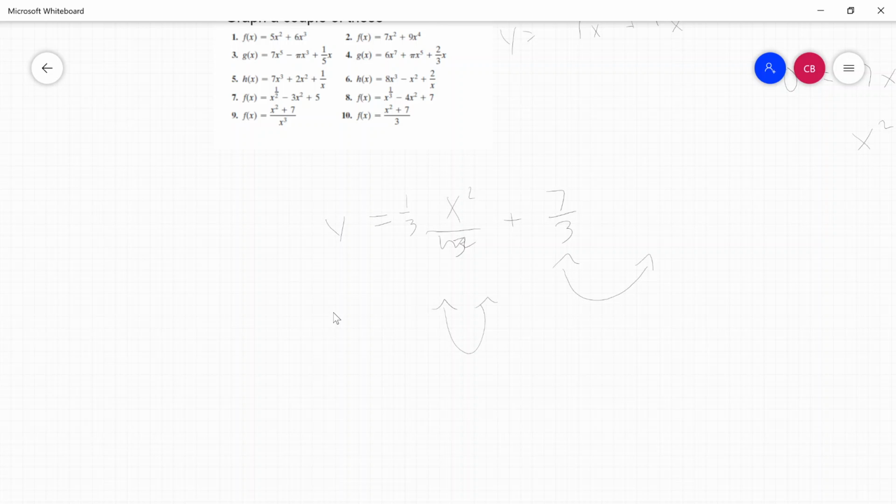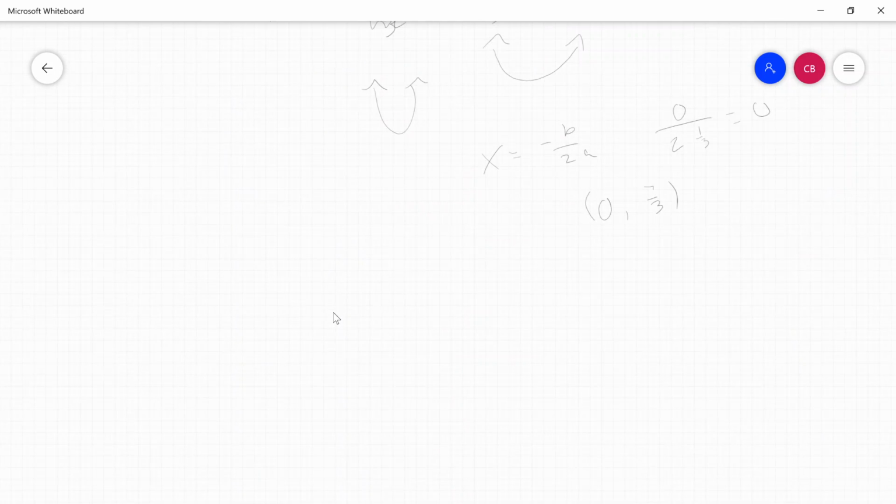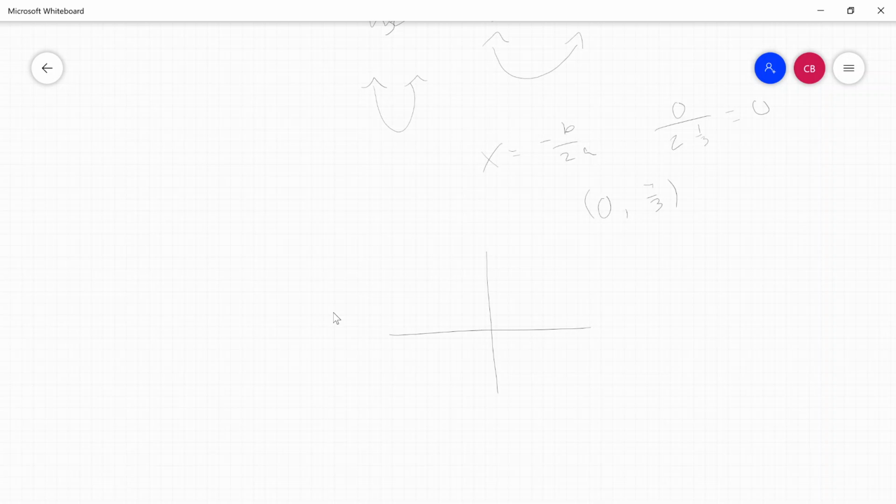Let's find the vertex. x equals negative b over 2a. Well, there is no b, so this is 0 over 2 times 1/3. So this is just 0. So if I plug 0 in, then I get (0, 7/3). Okay, so I think we're ready to graph that part. So we've got 0. Here's 1, and 7/3 is right here.